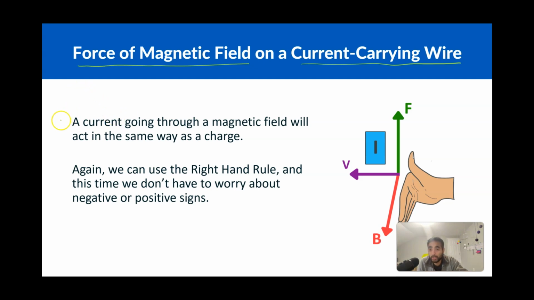Okay, so we're going to use the same kind of right-hand rule as we did with the charge, but this time we don't have to think about flipping things if it's negative or anything. So a current going through a magnetic field will act in the same way as a charge. Again, we can use the right-hand rule, and this time we don't have to worry about negative and positive signs. So again, which way your hand goes is the current, which way your thumb points is the force, and which way your fingers point perpendicularly from the movement of the current is the magnetic field.